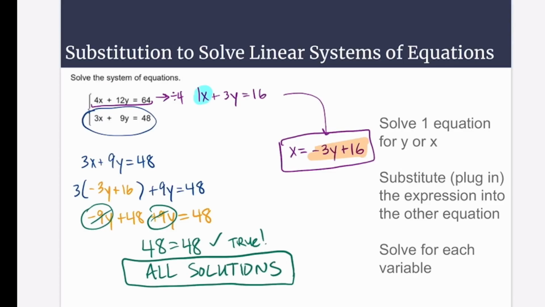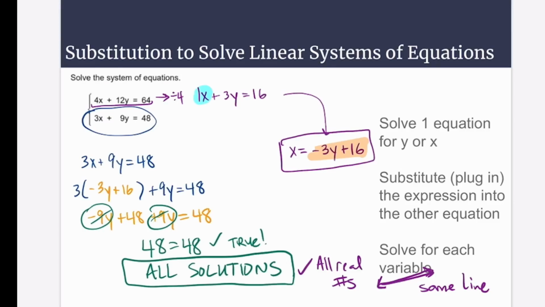So we're done. That is it. It's all solutions, all real numbers. So when you graph these, the lines are going to be on top of each other. These are going to be the same exact line.